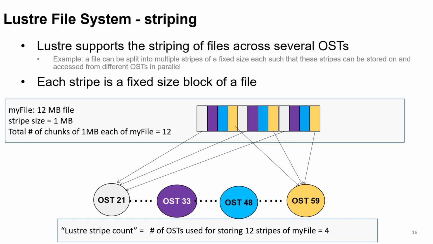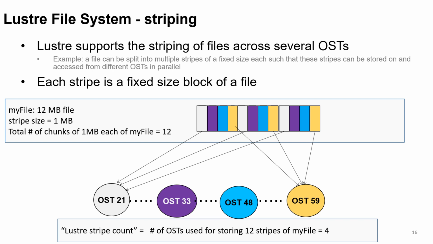Because there are 12 segments or 12 chunks of this file, and as I mentioned, the arrangement of the stripes or chunks of this file on the OSTs would be in the round-robin fashion. So the first stripe of 1 MB goes to OST number 21 in this example. The second stripe of 1 MB in size goes to OST number 33. The third one goes to OST number 48. The fourth one goes to OST number 59, and so forth.